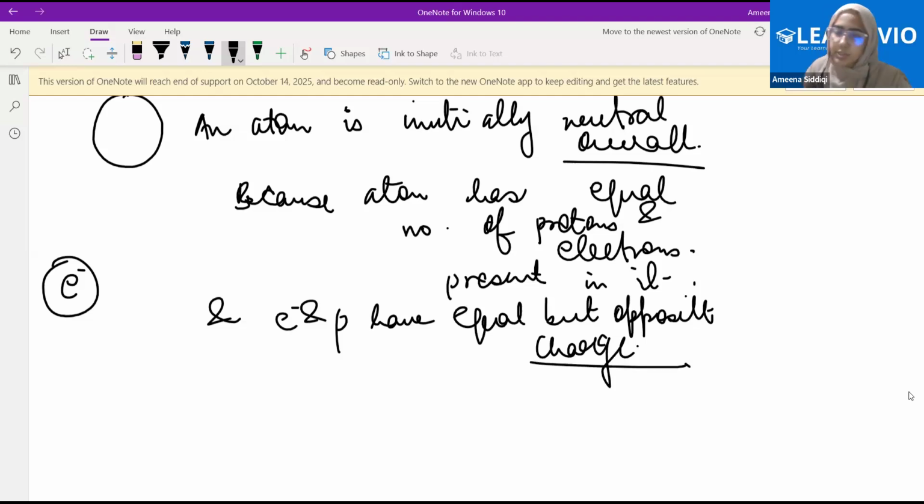Have equal but opposite charge. Clear till here? Any problem, bacho? No, ma'am. Fine.